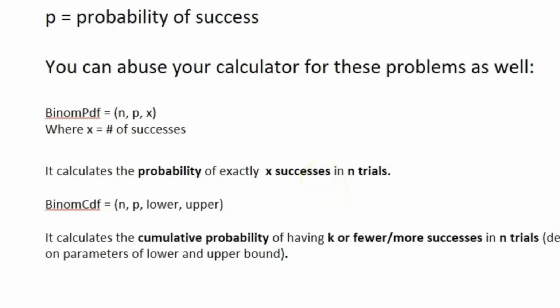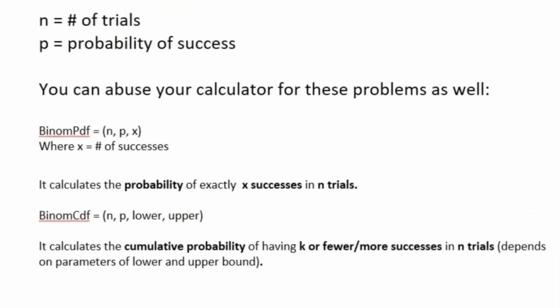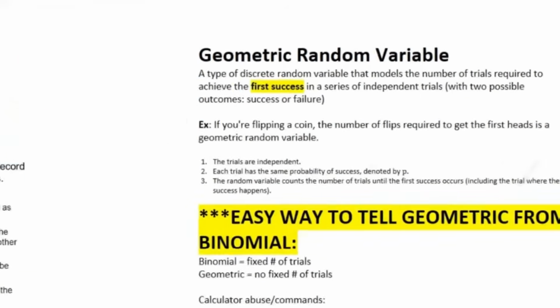Okay, binomial CDF, NP lower and upper bound. It's like the same thing, except it's the cumulative probability of having k or fewer or more successes in n number of trials. It really depends on the parameters that you put for the lower or upper bound.